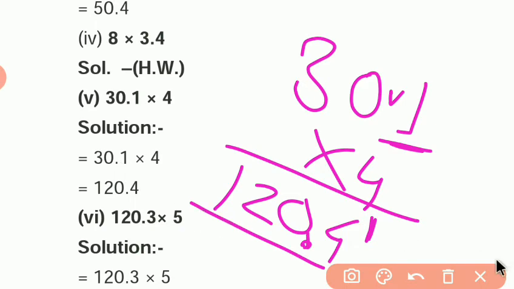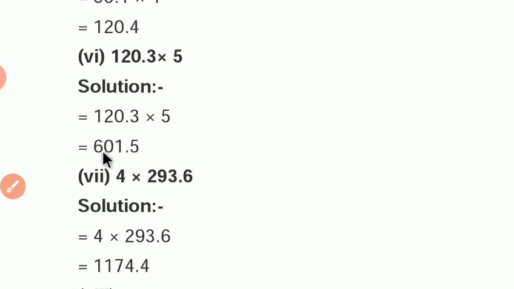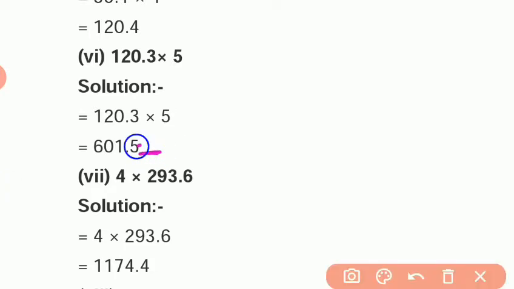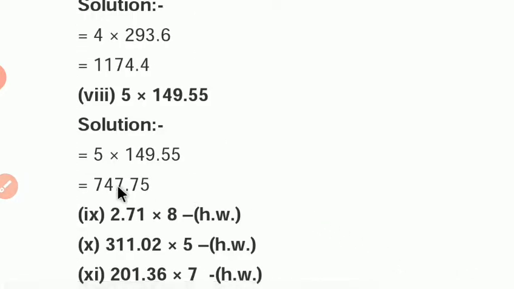The sixth one, 120.3 into 5. If you multiply, you'll get the answer as 6015. In the question, after the decimal, how many numbers are given? 1. So in the answer also from the back. From the back means from the right side. From the right side, we have to count only one digit and then put the decimal. All questions are like this only. First you have to multiply as a whole number, without considering the decimal. After that you have to count the digits.